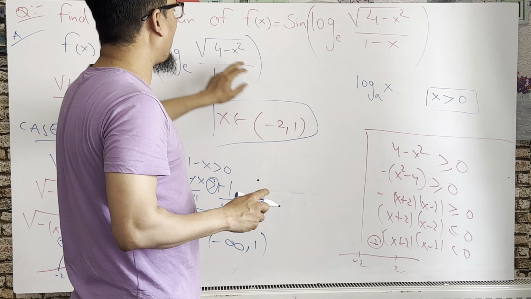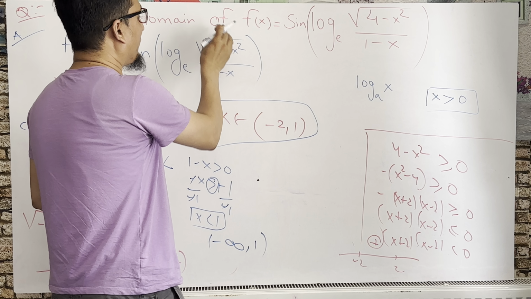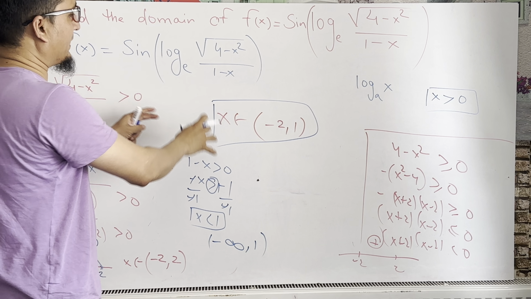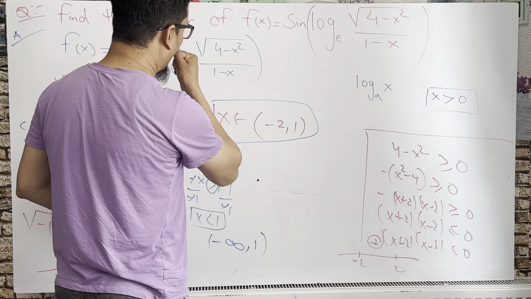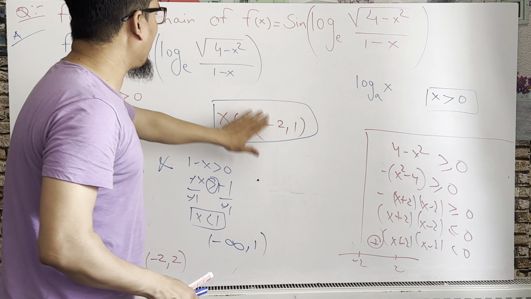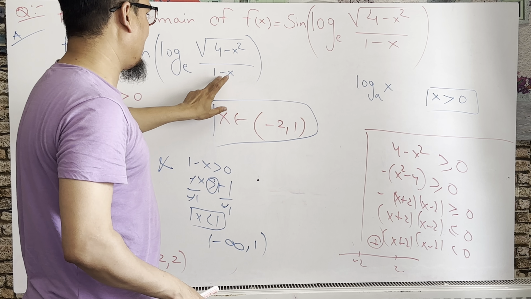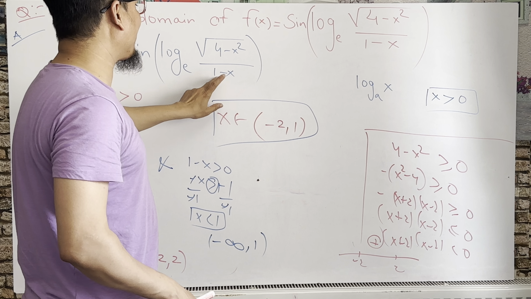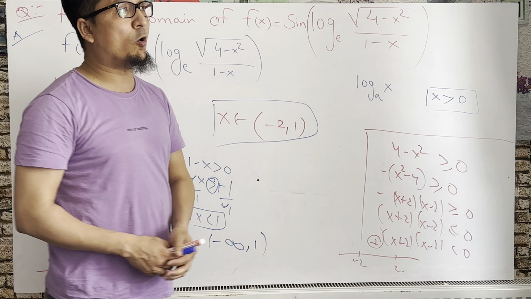But don't take 2, because if you take 2, square is 4, 4 minus 4 is 0. If this is 0, the whole function does not exist. So the domain is x belongs to minus 2 to 1. This is the domain of this given function. And if you put this value here, this function also exists. And you are not going to take 1, because if you take 1 here, for example, the function does not exist. Okay, so guys, I hope you all understand.